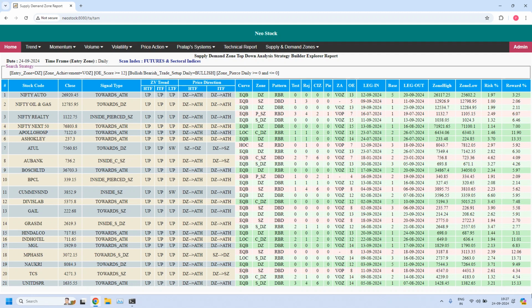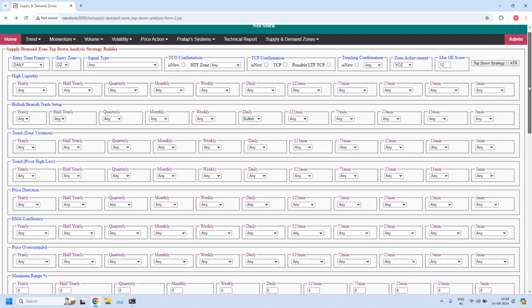That is entry time frame or LTF time frame is daily. ITF time frame is weekly. So to increase the probability of these zones, let us verify how many of these demand zones out of 21 are having ITF confluence. That means daily demand zone should be part of the weekly demand zone. So let's look into the demand zone confluence.